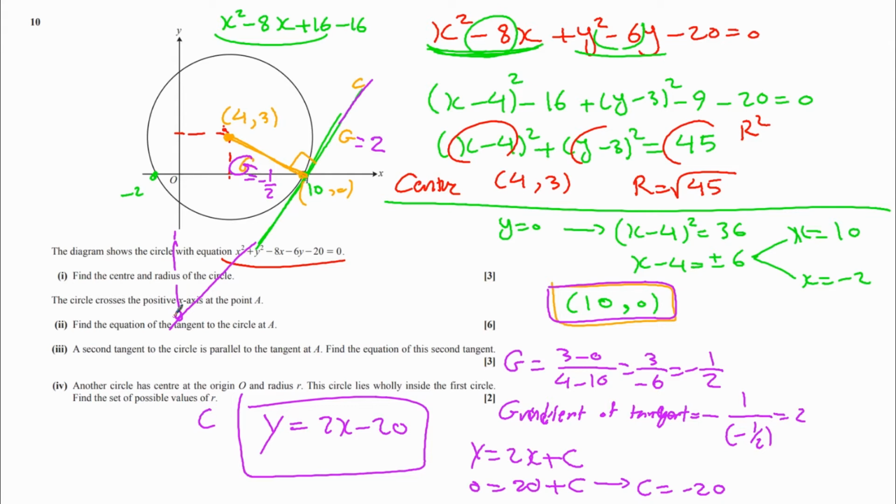The next part of the question says that a second tangent to the circle is parallel to the tangent at A. So we have the tangent at A, and a second tangent which is parallel to that, which could be somewhere around here. Find the equation of this second tangent. The second tangent is parallel to the tangent at A, on the other side.